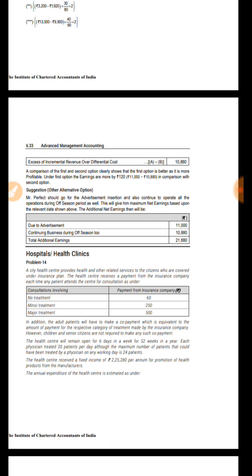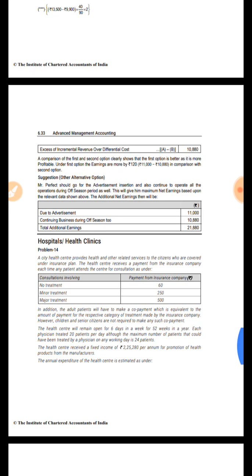So see, Mr. Perfect should go for the advertisement insertion and also continue to operate all the operations during the off-season period as well. This will give him maximum net earnings based upon the relevant data shown above. So additional net earnings then will be 11,000 from option 1 and 10,880 from option 2. So total additional earning will be 21,880.